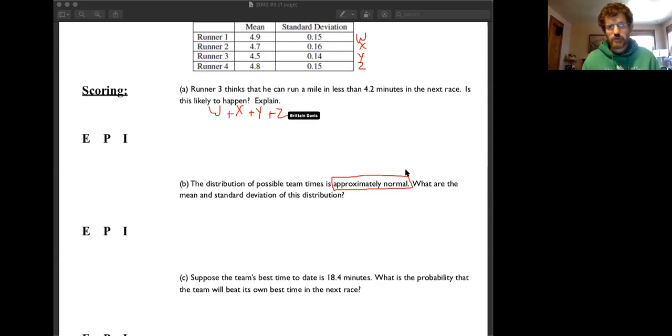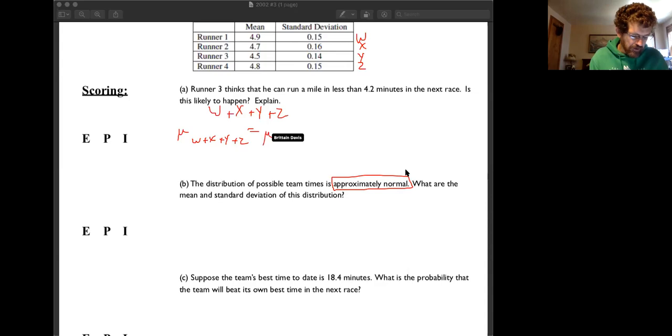So obviously, I wouldn't put my work here, but it's good enough. W plus X plus Y plus Z, those are combining random variables. So for the mean, the mean of W plus X plus Y plus Z is going to equal, and this is where it really goes a long way to illustrate your thinking, I know that this is the mean of W.